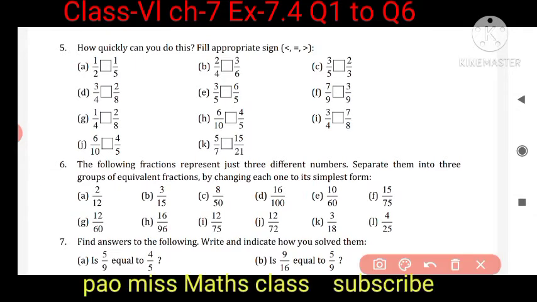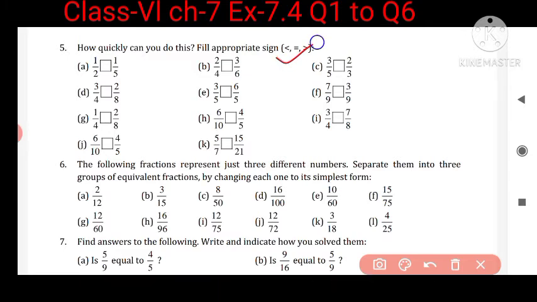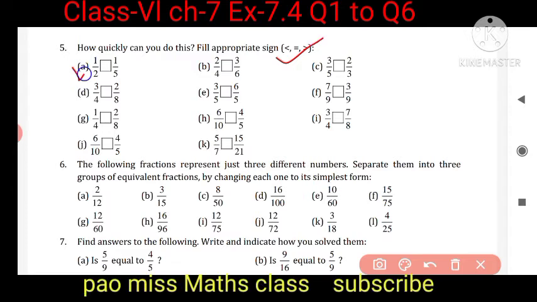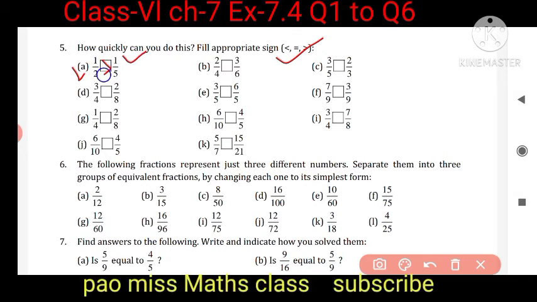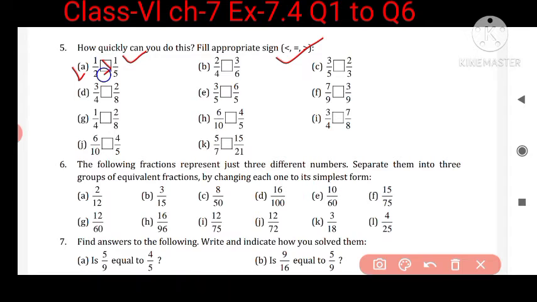Here it is given, how quickly can you do this? Fill the appropriate sign. It means how quickly, just by looking at the fractions. Now the first one, we can see they are unlike terms but numerators are same. If numerators are same, then directly the smaller denominator will be the greater one. So 1 upon 2 is greater. Directly we can do it like this, very quickly.